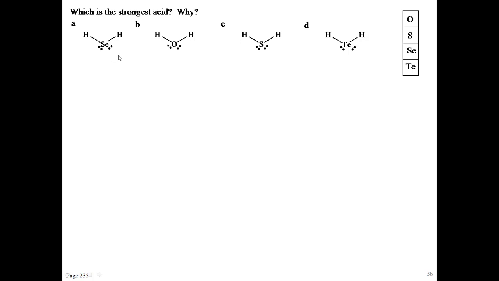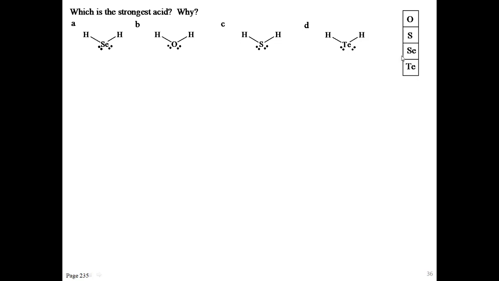So now let's see if we can compare some other acids and learn from what we just spoke about above. Here I have H2Se, H2O, H2S, H2Te. These are all in a family we call the chalcogens: oxygen, sulfur, selenium, and tellurium. So this is their family, their column.